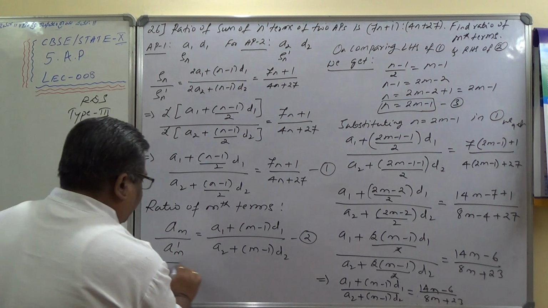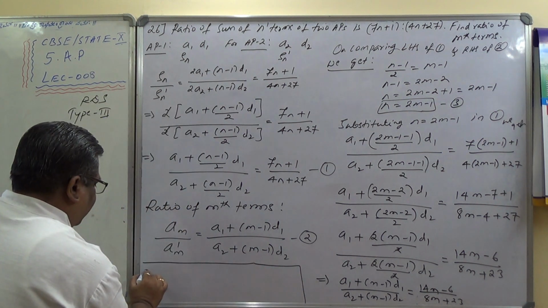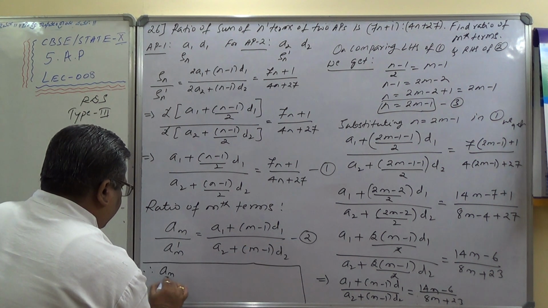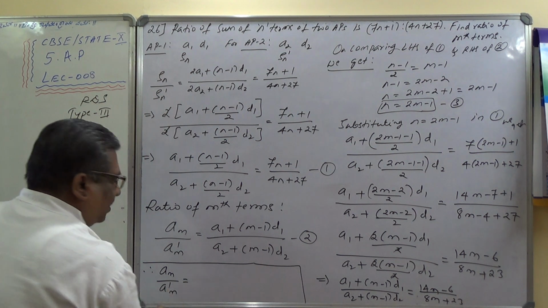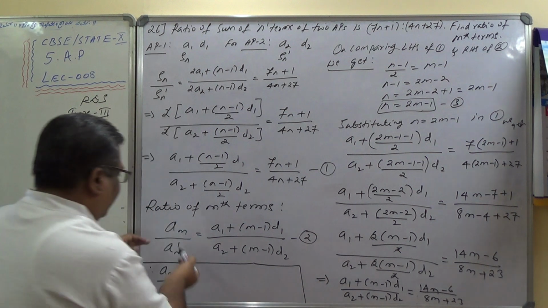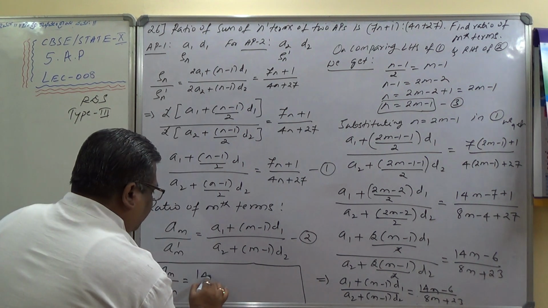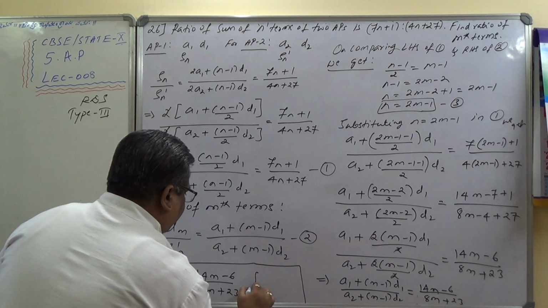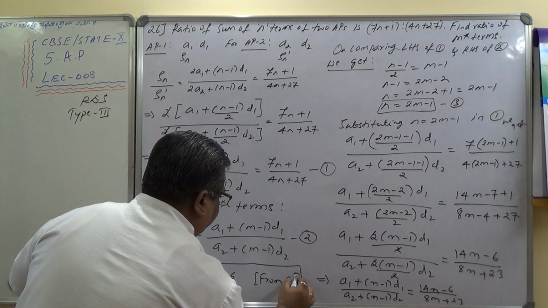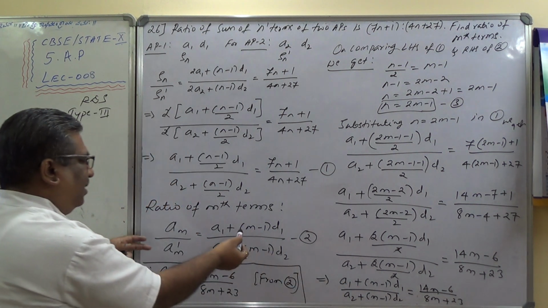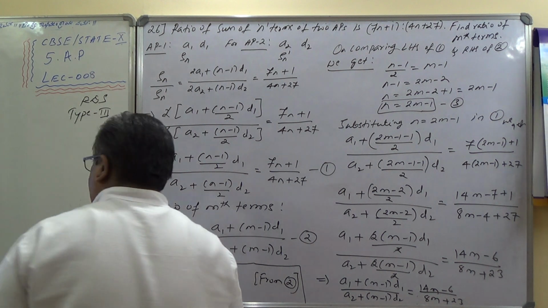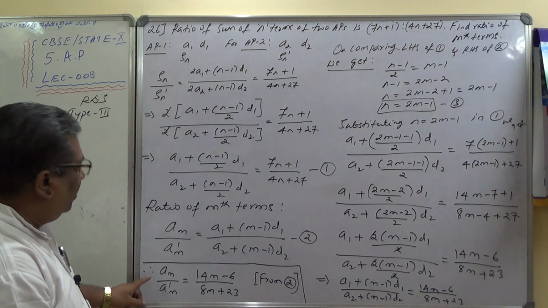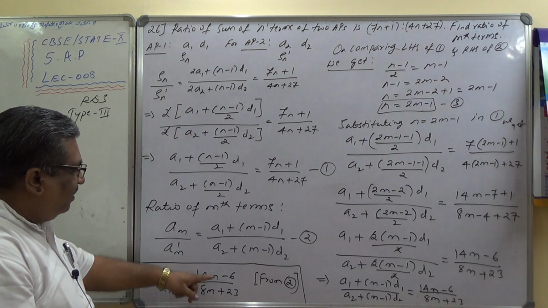Therefore, here I'll write, therefore, last answer, therefore, from 2, am by a dash m equals, these two are nothing but am by a dash m, 14m minus 6 divided by 8m plus 23 from 2, because LHS here is nothing but am by a dash m. So let me check the answer, 14m minus 6 divided by 8m plus 23. Yes, this is how we proved the ratio of mth term is given by 14m minus 6 by 8m plus 23.